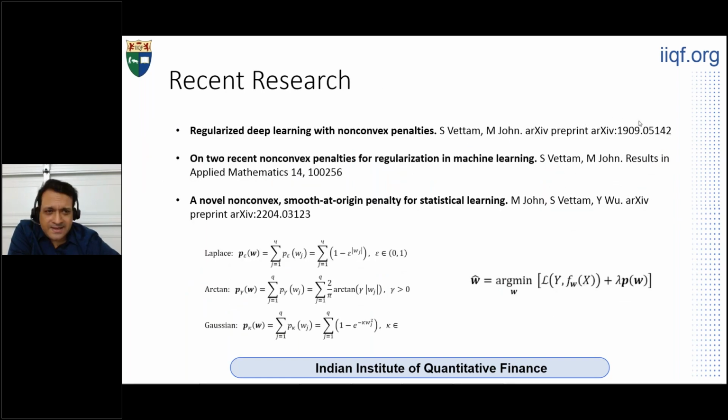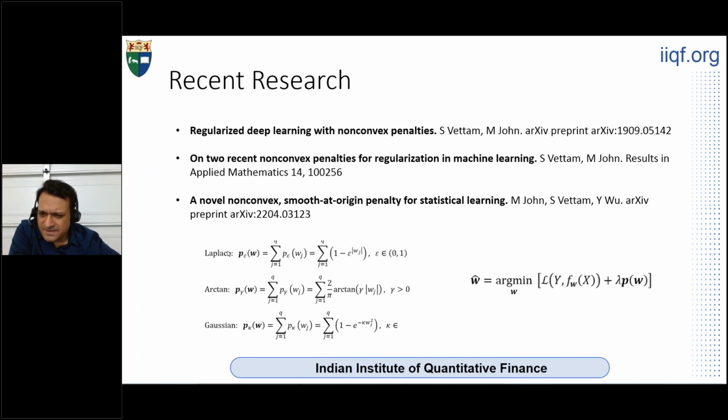Okay, so this is the paper that Nidish was talking about. I actually wrote 3 papers recently: Regularized deep learning with non-convex penalties, and another one that got published in Applied Mathematics, on 2 recent non-convex penalties in regularization in machine learning. And just 2 weeks ago we submitted the 3rd paper for publication.